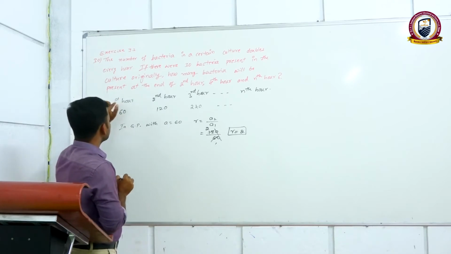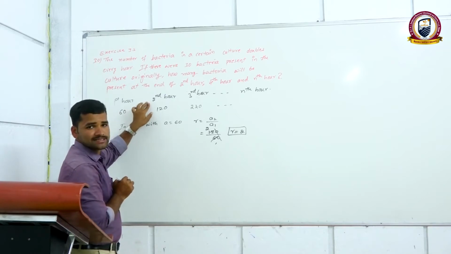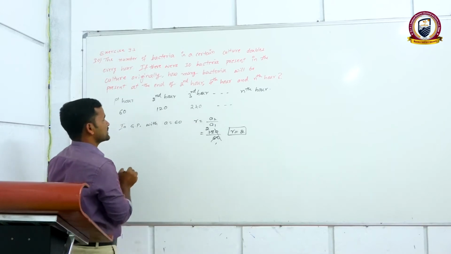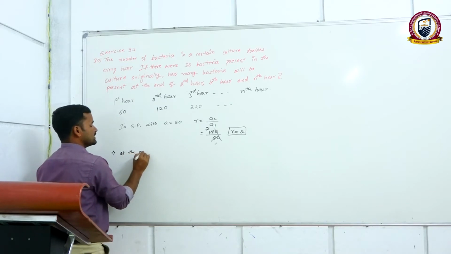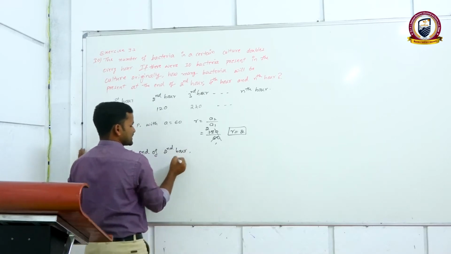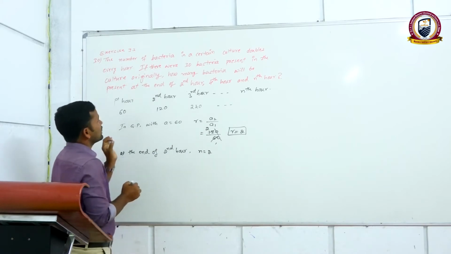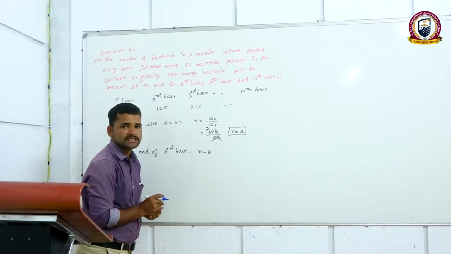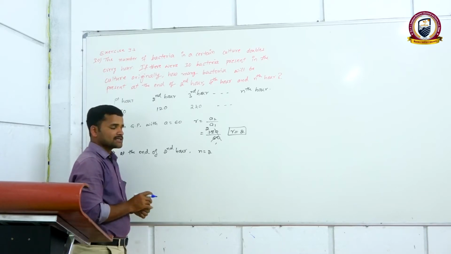You observe here, at the end of 1 hour means n is equal to 1. At the end of second hour means n is equal to 2. At the end of third hour means n is equal to 3. Like that it is proceeding. So first problem means at the end of second hour, we have n is equal to 2. What are they asking you? How many bacteria will be present? We have to find out that term, second term, the fourth term and nth term.